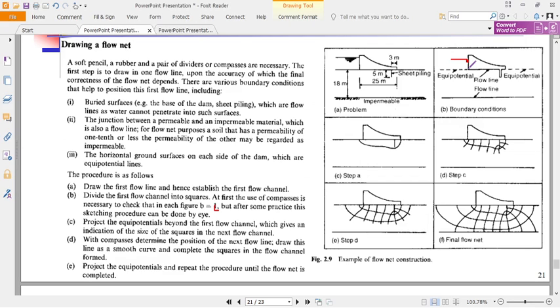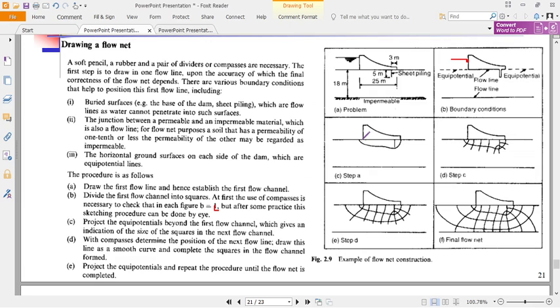Is that okay? So the next step is to do the first flow line. If you are going to do the first flow line, we have the flow line along here. We already identified these flow lines, and also have a flow line here. They're coming like this, and the flow line here.